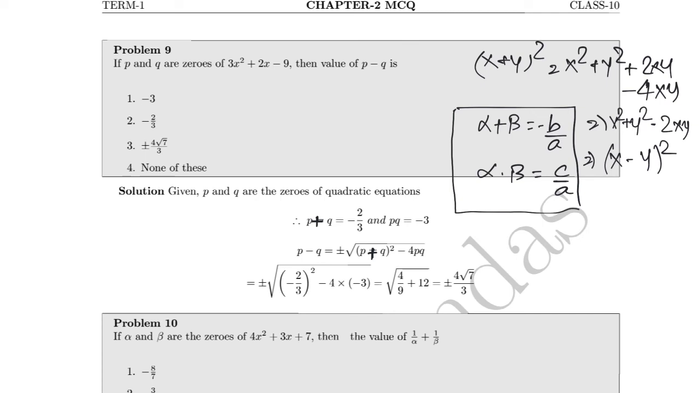Let's see problem number 9, that is if p and q are zeros of a polynomial 3x square plus 9x plus 9, then find the value of p minus q. Here it is given that p and q are zeros of this polynomial, then we have to find p minus q.